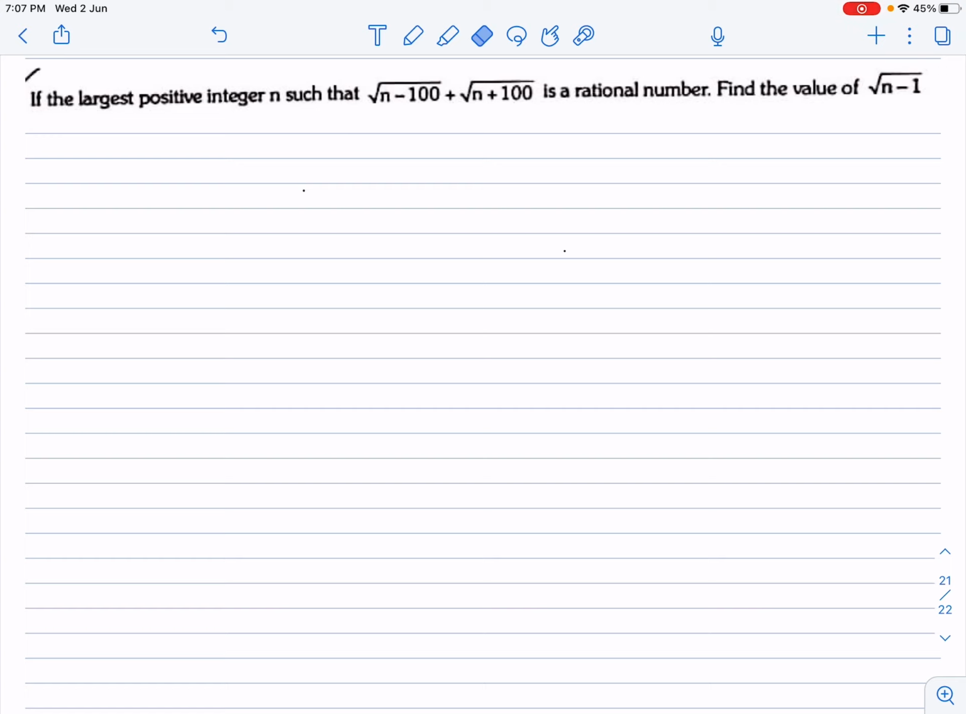So let's see what is the question given to you. If the largest possible integer n is such that root of n minus 100 plus root of n plus 100 is a rational number, find the value of root n minus 1. So what are we going to do?